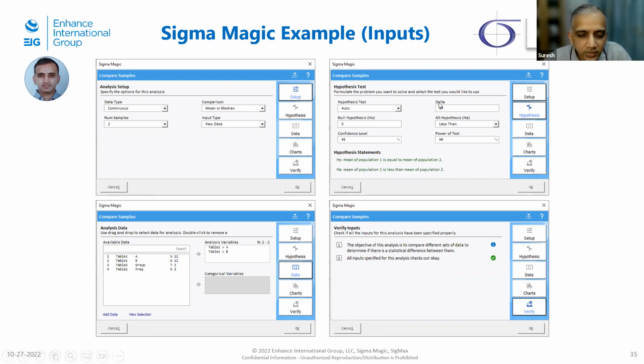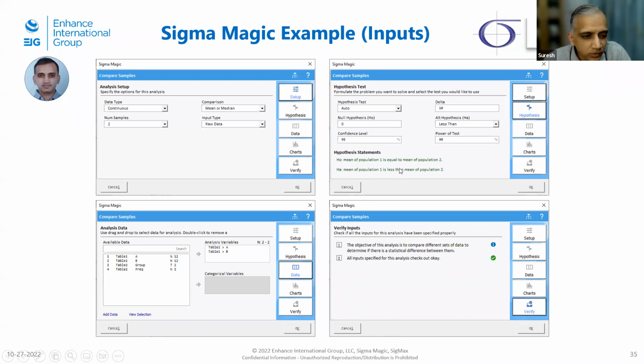The delta here shows the practical difference that is important for us. In our example we had 10 as our delta, so we have specified that. We have not changed the confidence level and hypothesis test; the default values are 95% and 90%, so we let that be. The software will list the hypothesis that it is currently performing. So in our case, the null and alternative hypotheses are listed by the software.